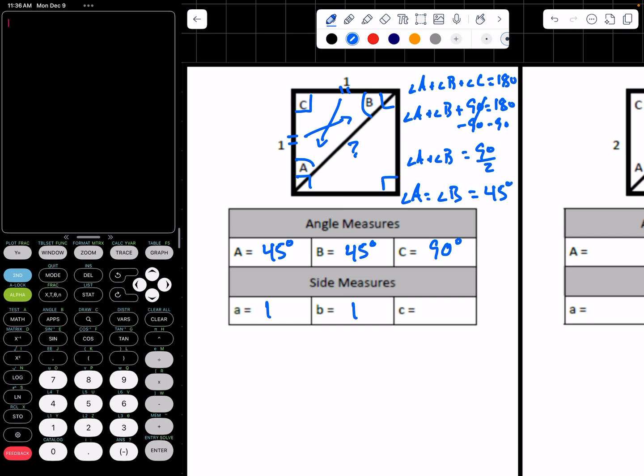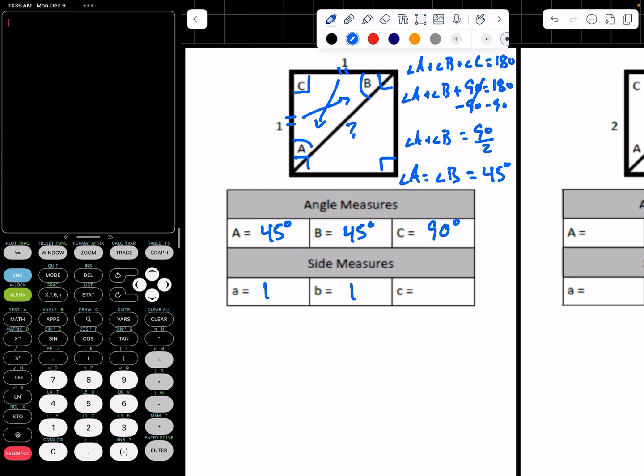In order to solve for this, I need to use the Pythagorean theorem to start right now. So we can always use the Pythagorean theorem with a right triangle. Let's use it right here. We've got 1 squared plus 1 squared equals C squared. This is my C. So 1 squared is going to be 1. We're still equaling C squared.